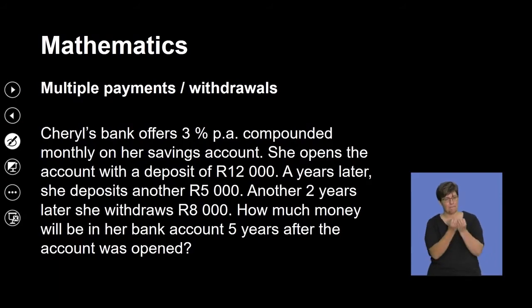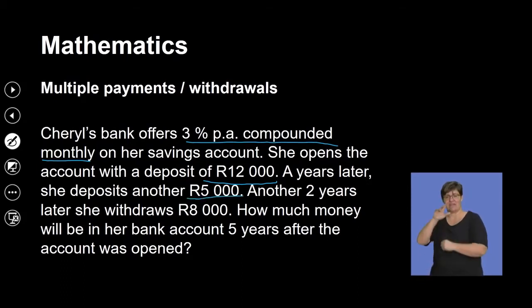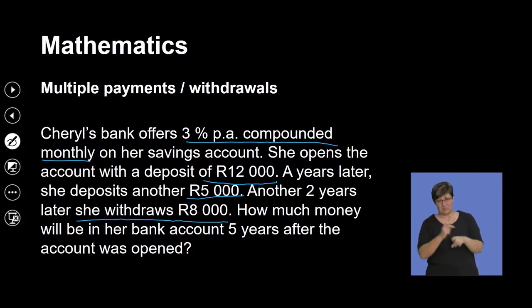Now we have what we also call multiple payments and withdrawals. Here we have Cheryl, who has a bank that offers her 3% per annum compounded monthly, right? So she's getting 3% per annum compounded monthly on her savings account. She opens the account with a deposit of 12,000, and then a year later she decides, no, now I have an extra amount in my purse, let me just go and deposit an extra 5,000. Another 2 years later, she decides to also do what? To withdraw 8,000 because maybe there is an emergency that came up.